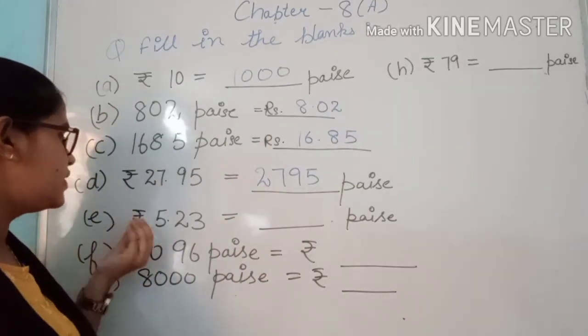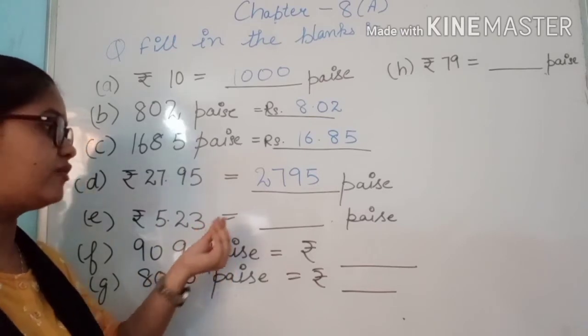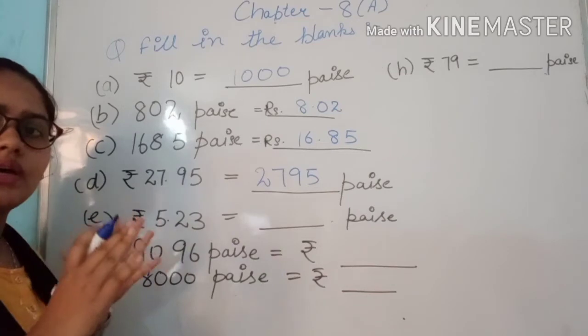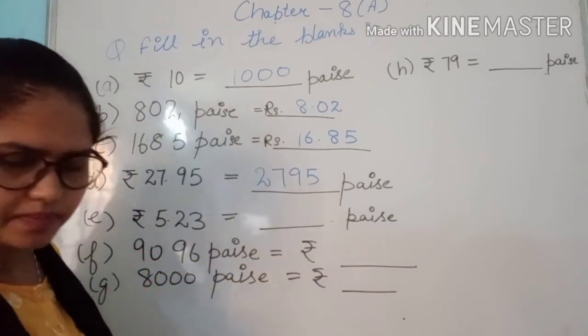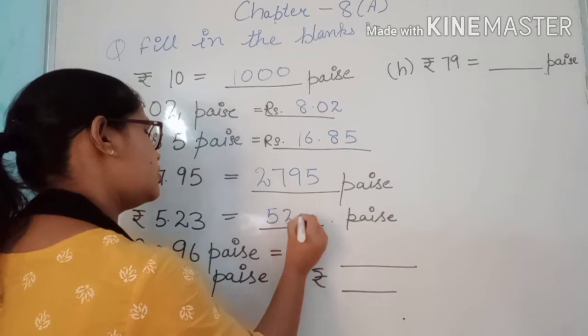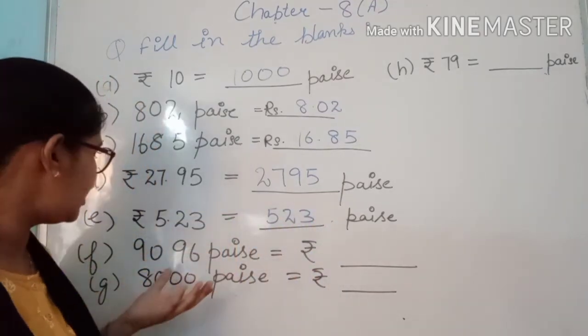This one is E, rupee 0.523. Okay, so we have to convert into paisa. Simple, we will just remove the point and the answer will be 523. Okay. Now let's do the other one.